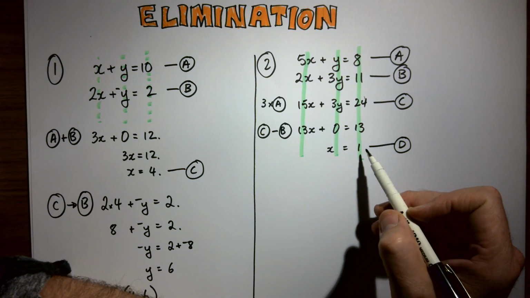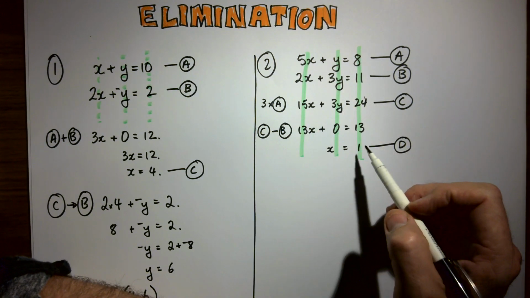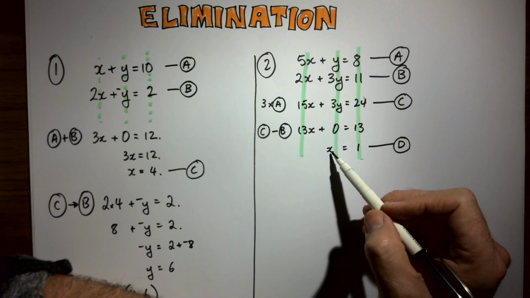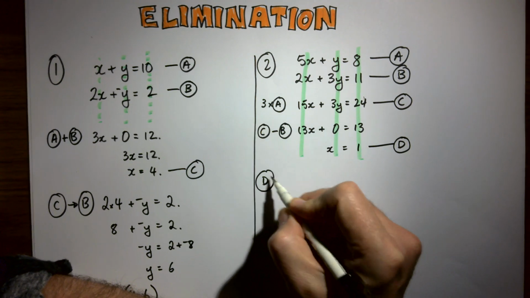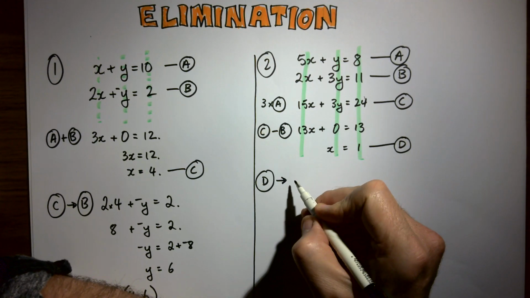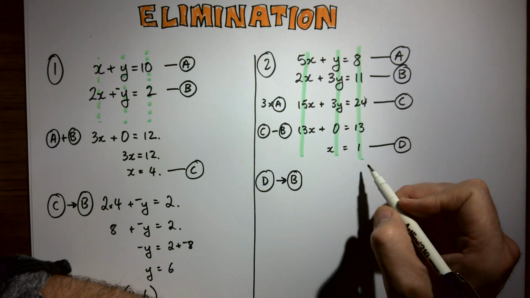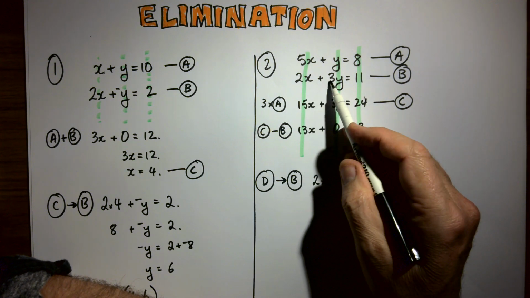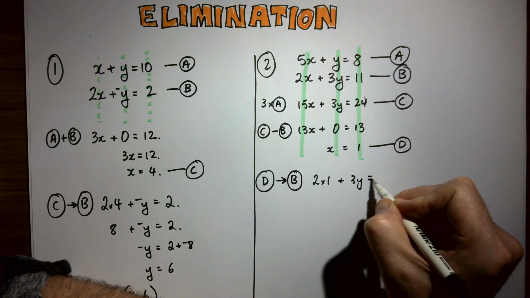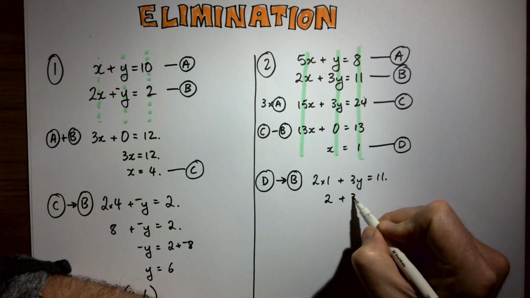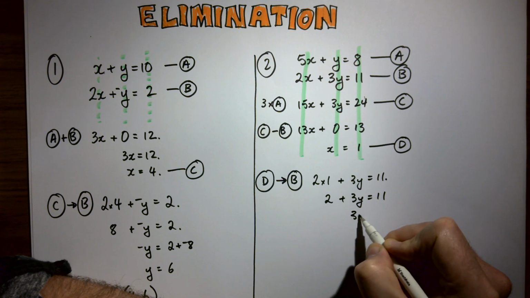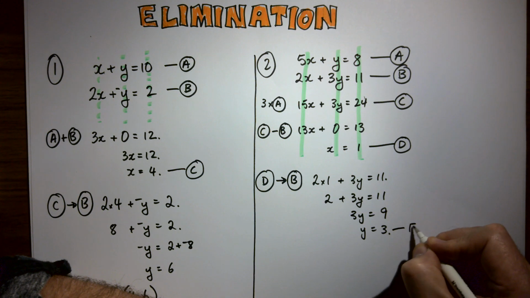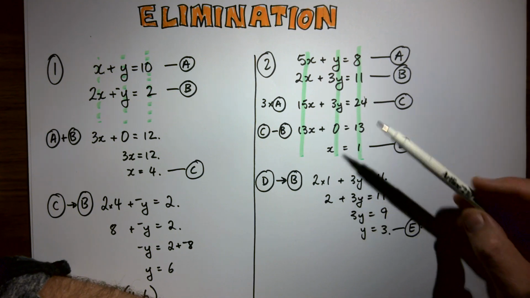All right, so now I could substitute back in. Let's do that. I'm going to go D, substitute, that's the symbol for substitute, into B. So I've got 2 times 1 plus 3y equals 11. So I've got 2 plus 3y equals 11, 3y equals 9, y equals 3. And that is E.